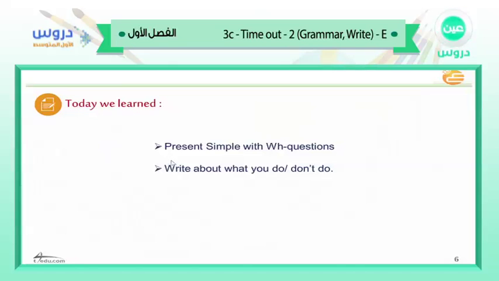Today we learned number 1, present simple with WH questions. Number 2, write about what you do or don't do. Okay? So this is the end of our lesson.